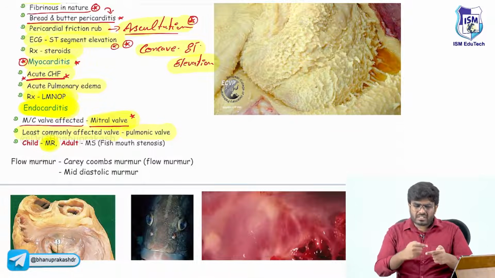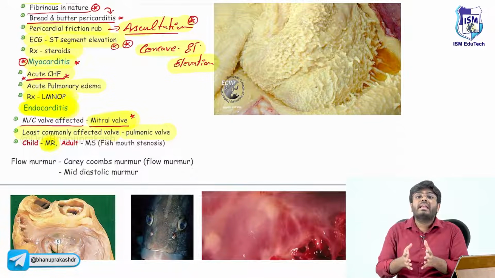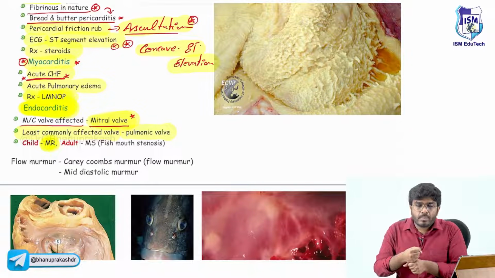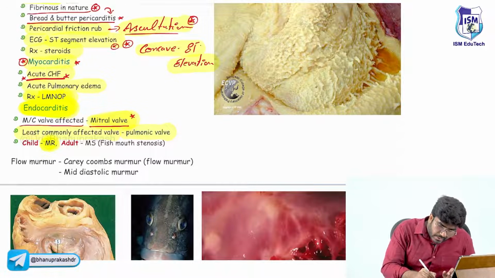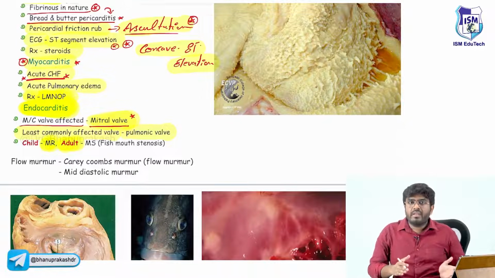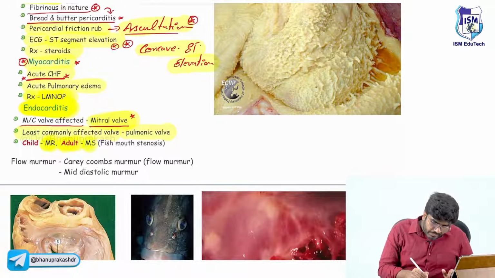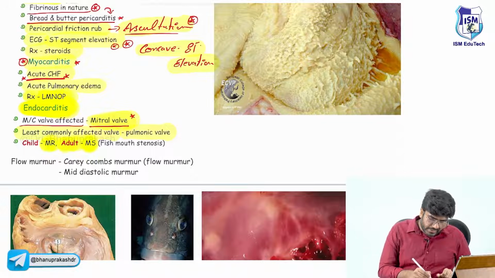Regurgitation will heal, right? First the mitral valve is getting affected. It will heal. First time healing, second time healing, third time healing. So this healing, at the end of the day, with more number of attacks, there will be mitral stenosis. So that's why in adults, whenever this boy becomes an adult, because of the more number of attacks, he might develop mitral stenosis. So mitral regurgitation is seen initially, followed by mitral stenosis.